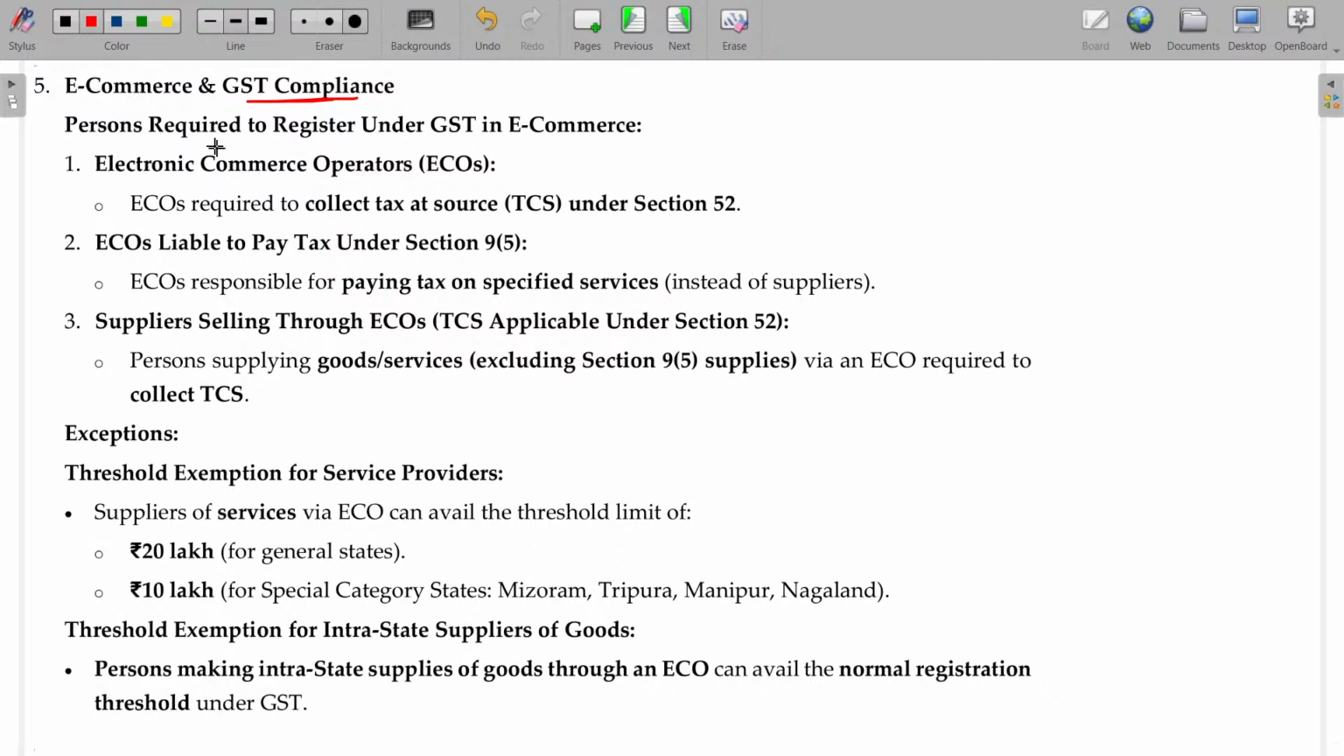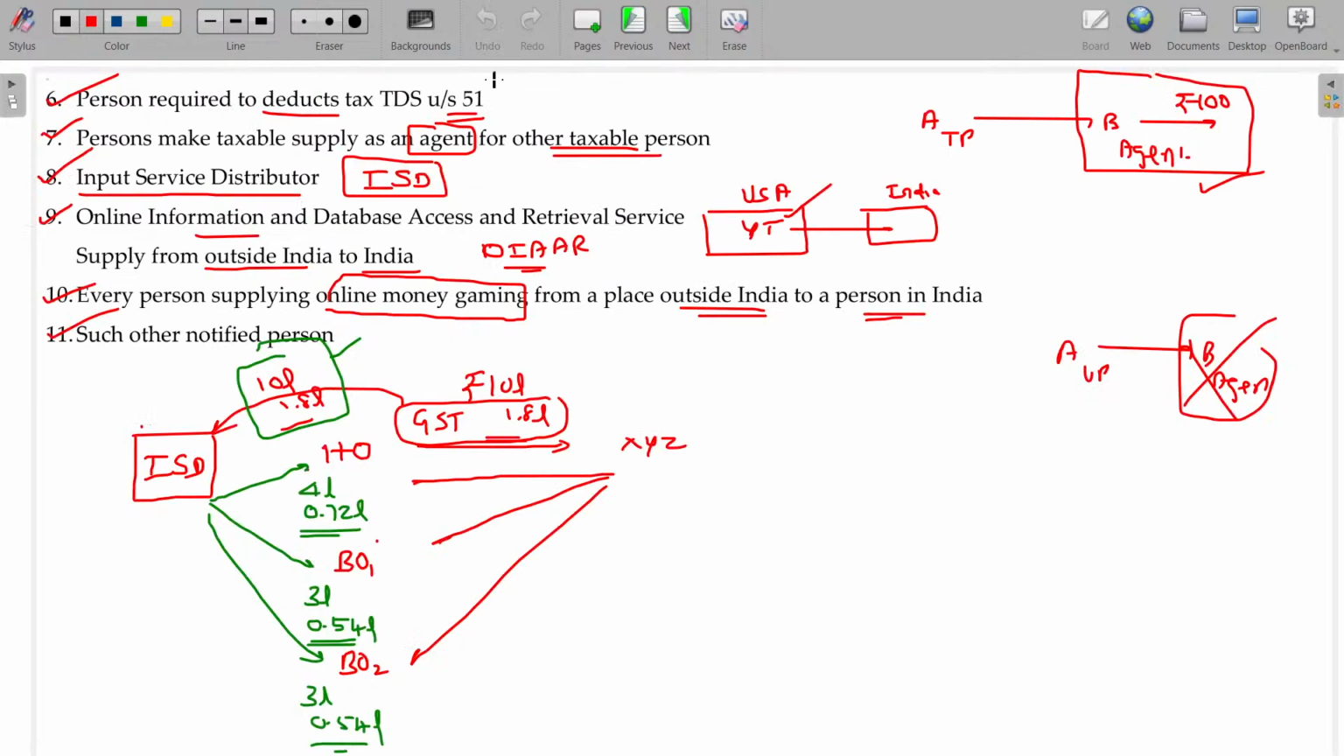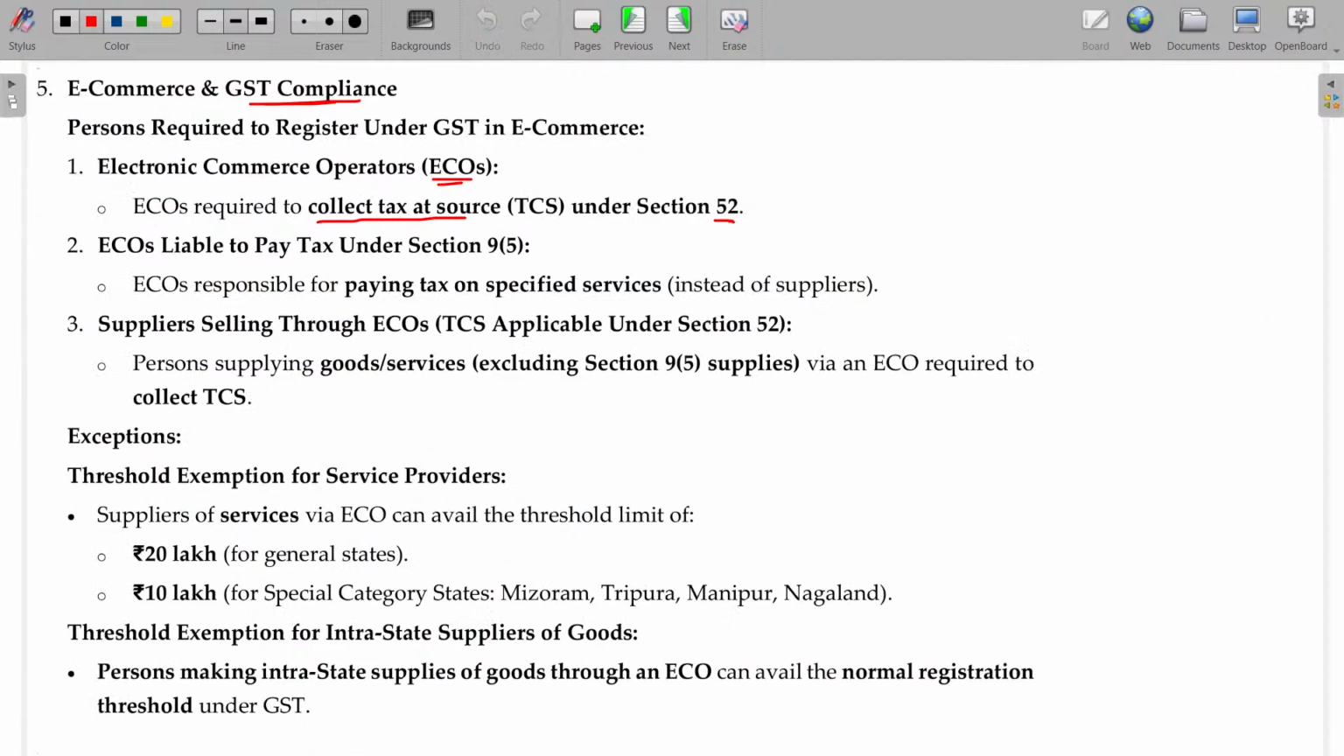Okay. Person required to register under GST in e-commerce. If he is the electronic commerce operator, he is required to collect the tax under section 52. TDS comes under section 51, and TCS comes under section 52.